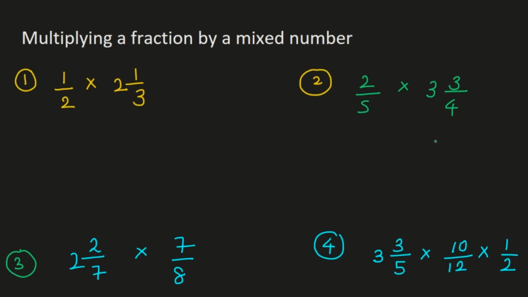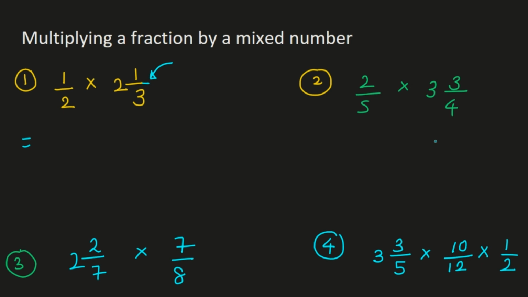Okay, in this section, I have come up with four other examples. We are discussing multiplying a fraction by a mixed number. Let's do this, guys. It's 1 upon 2 into 2 and 1 upon 3. So, in this case, you know what? This mixed number needs to be converted into an improper fraction.